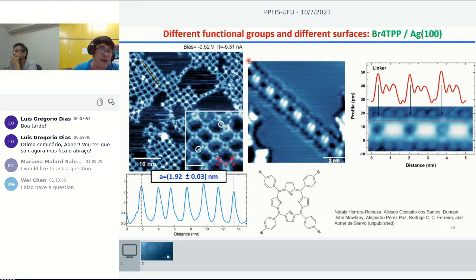Or, depending on the case, we could form a chain. Yeah, but the interesting thing in this case, we have a kind of structure of the molecule, the so-called saddle shape, and this is the inverted. This is where we are still trying to understand with the theoreticians.